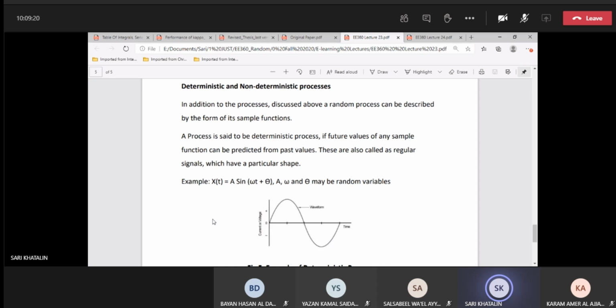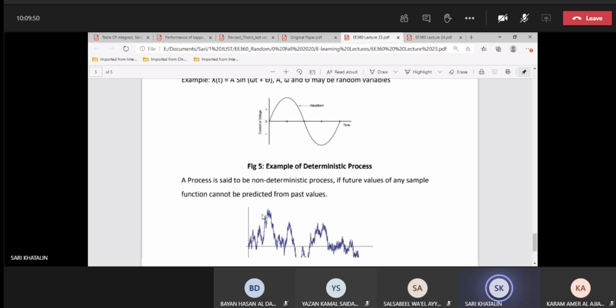By doing so, this function, or this process, is called a deterministic process. This x of t here, A sine omega t plus theta, is a deterministic process. Why? Because from the current information we have at hand about the process, we can tell the future behavior of the process. Okay, so this is deterministic.